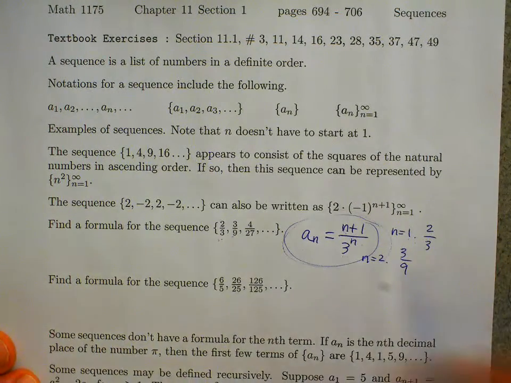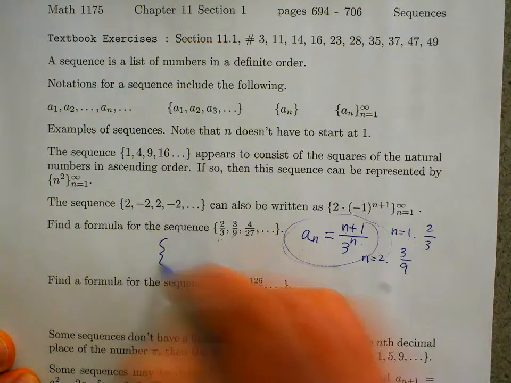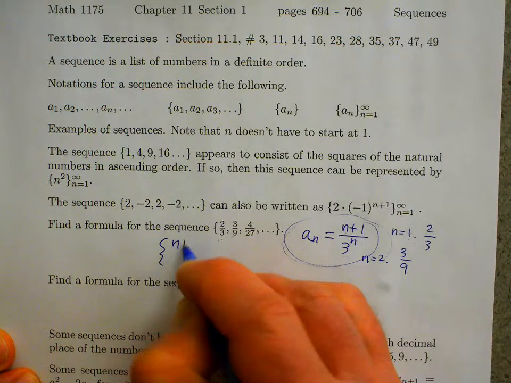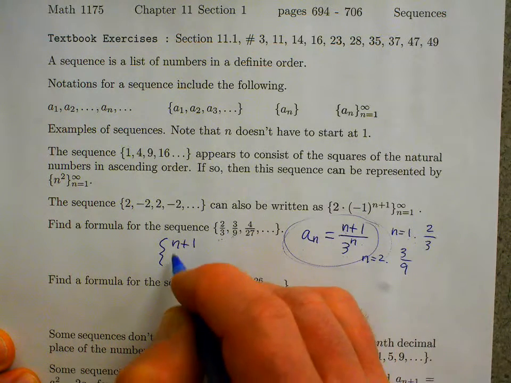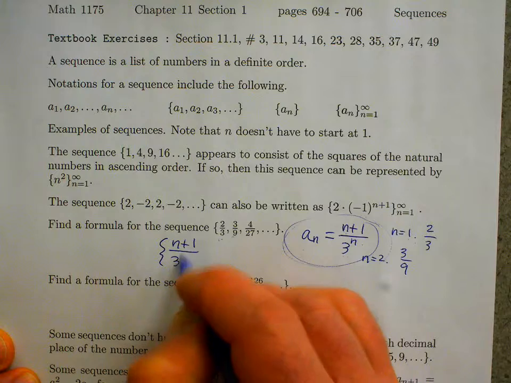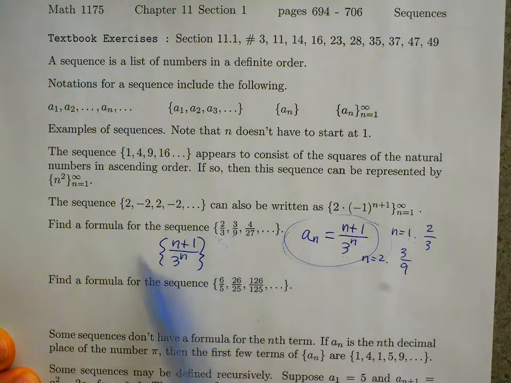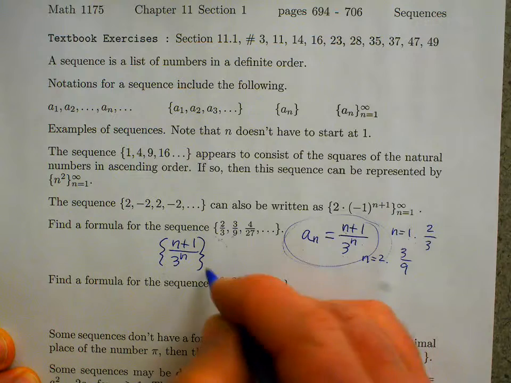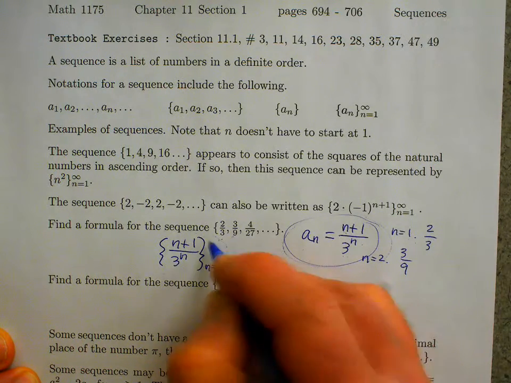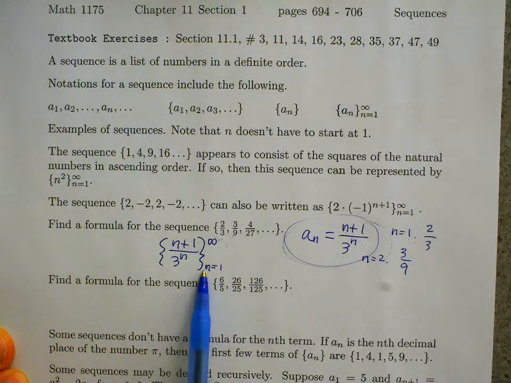So we could just use this notation, bracket n plus 1 over 3 to the n, bracket. You could leave it this way. If you want to make sure that you start with n equals 1, you could write it this way, n equals 1 to infinity.